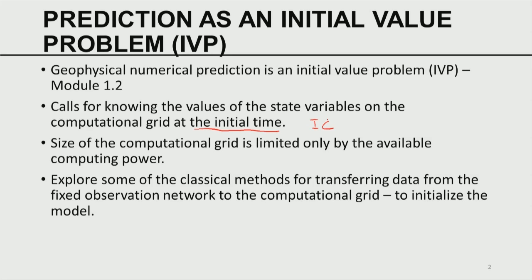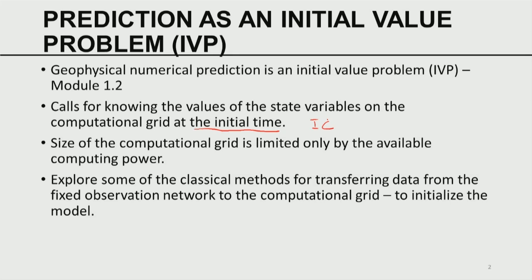Here, I would like to bring a couple of other constraints. The size of the computational grid that is often used in prediction is often limited by computing power. The larger the number of points in the computational grid, the larger is going to be the time required. So, before deciding on the size of the computational grid, in trying to solve the prediction problem as an initial value problem, you need to make sure what kind of computing power you have available to be able to create the prediction.